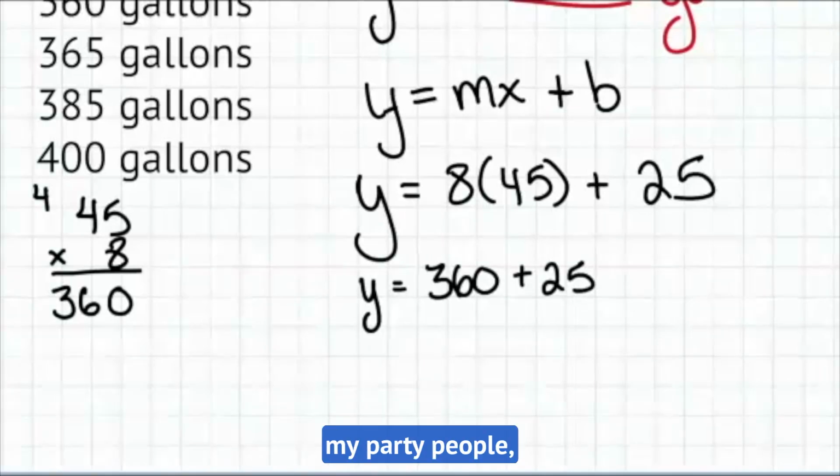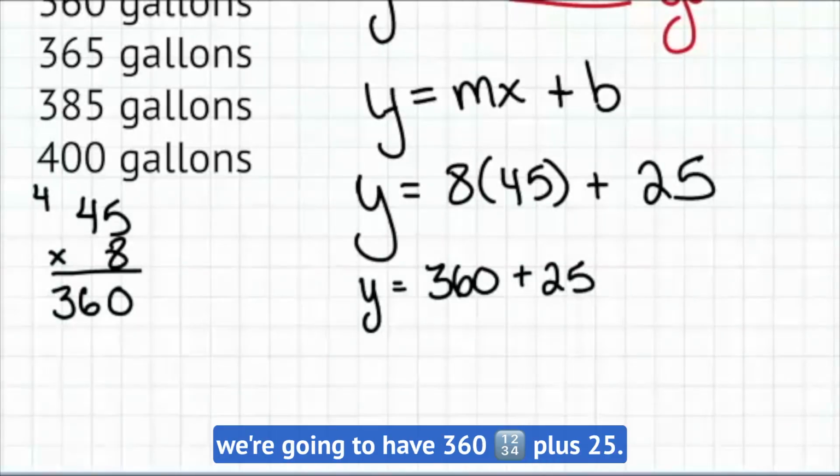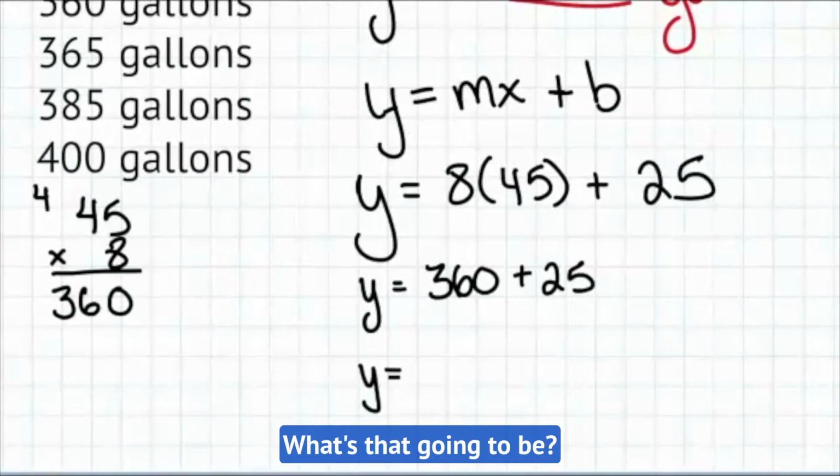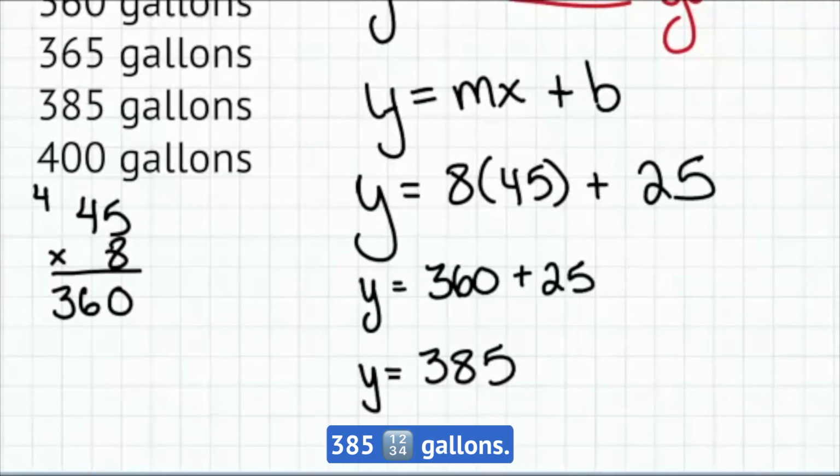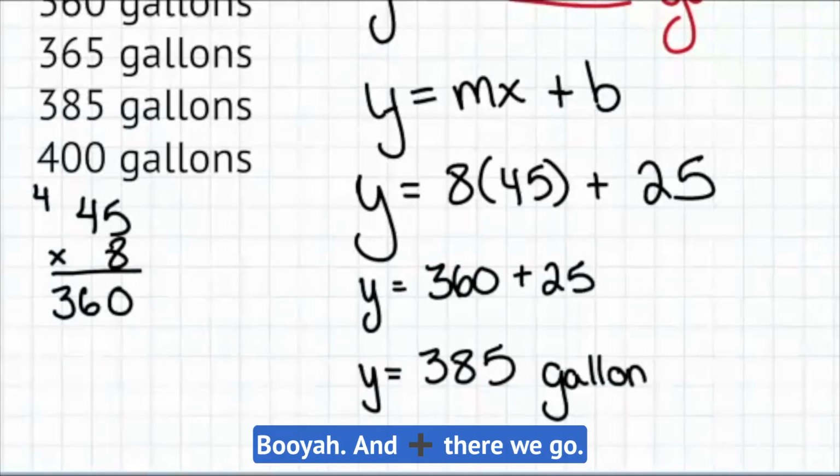So y equals 360 plus 25. And then from here, my party people, we're going to have 360 plus 25. What's that going to be? 385 what? 385 gallons. Booyah. And there we go.